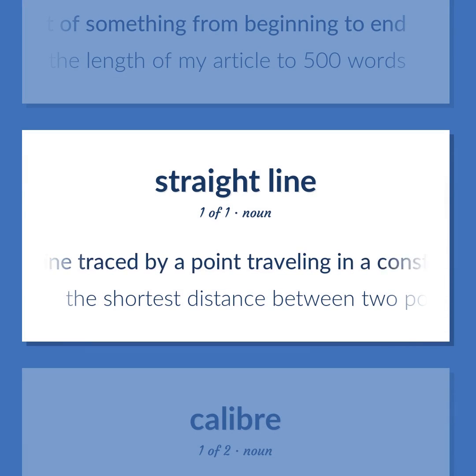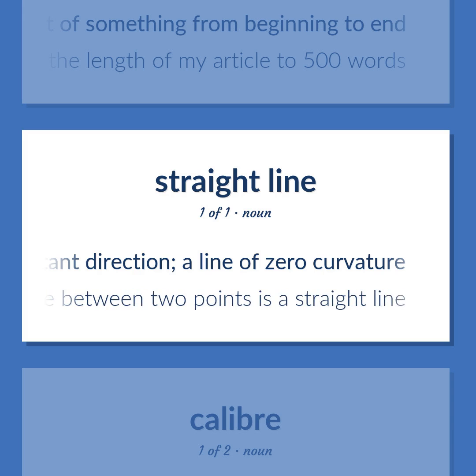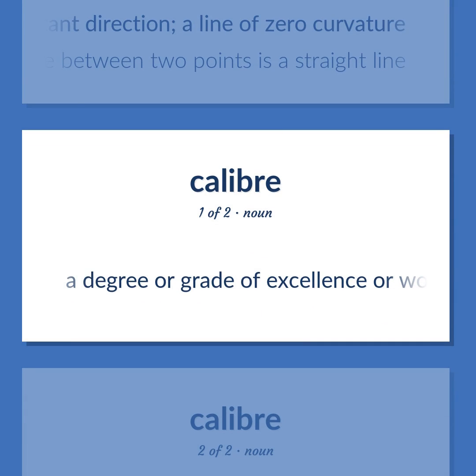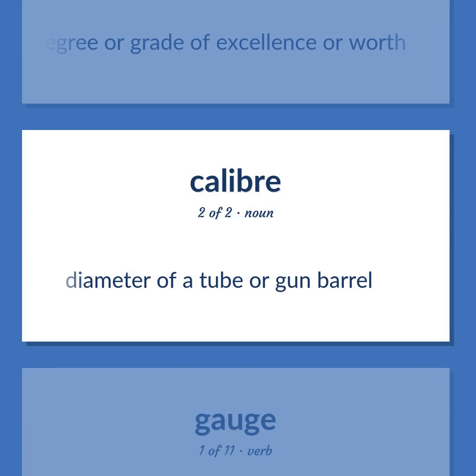A line traced by a point traveling in a constant direction. A line of zero curvature. The shortest distance between 2 points is a straight line. A degree or grade of excellence or worth. Diameter of a tube or gun barrel.